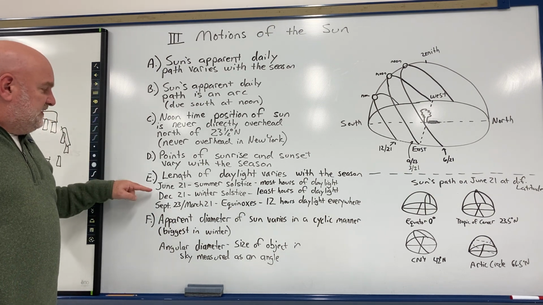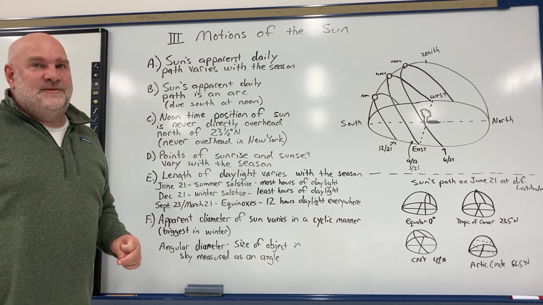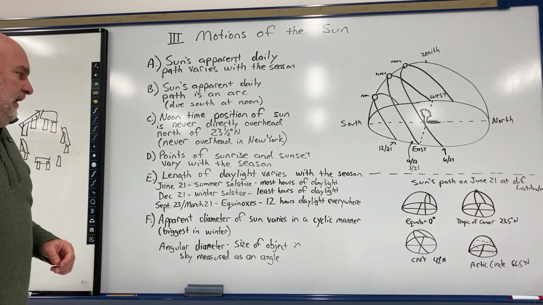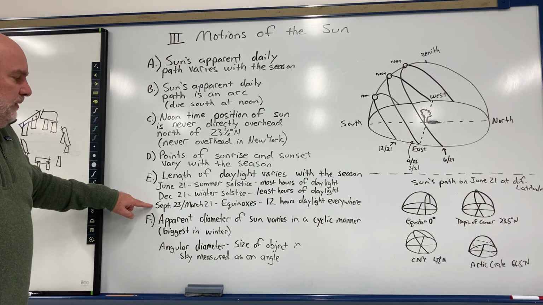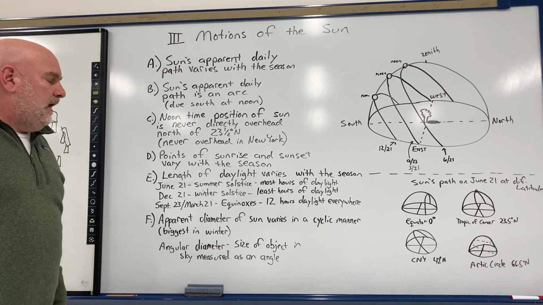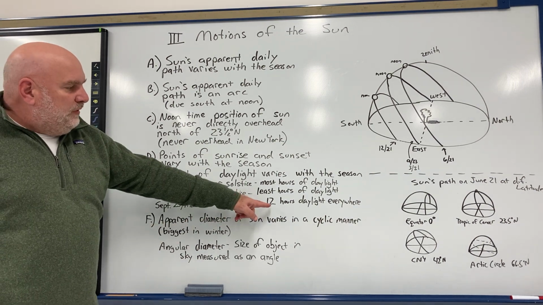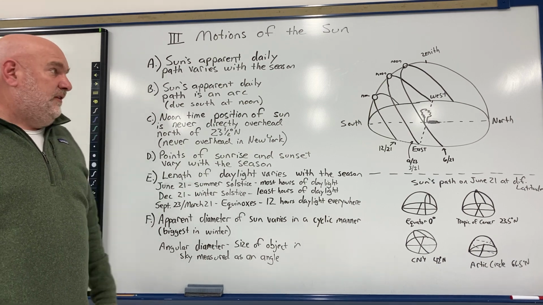December 21st is the winter solstice. That's the day where we get the fewest hours of daylight in the northern hemisphere. And then September 23rd and March 21st are the equinoxes, equal nights. Those are the days where you get exactly 12 hours of daylight, no matter where you are in the world.